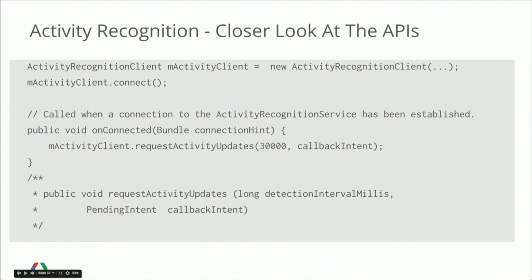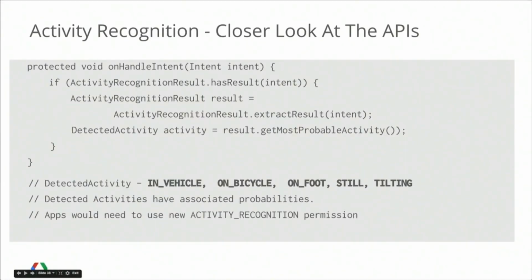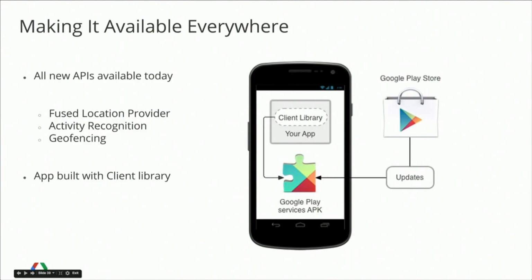2 parameters. The detection time interval that basically says how often do you want to poll the system to get activity updates, and the pending intent. You get a callback. You can extract the activity and get the probability. So the detected activity is basically in vehicle, on bicycle, on foot, still and tilting. And we are going to get Mark back to the office to add more classes to this. All of these activities have associated probabilities. One important thing to note, this has a new permission, the activity recognition permission. So we talked about fused location provider, activity recognition, and geofencing.